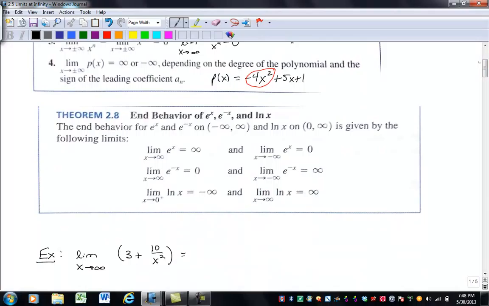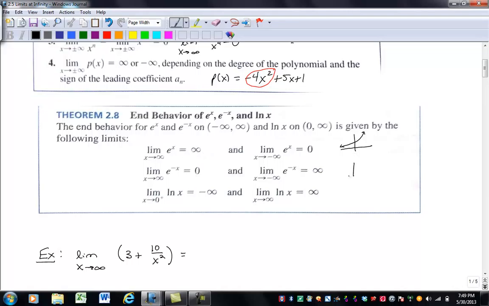And here are transcendental functions. These limits we know just because we know what the graph looks like. The first one is talking about e to the x. And the graph of e to the x goes to 0 when x goes to negative infinity. That's what the second one says. And the y value goes to infinity as x goes to positive infinity. That's what this first one says.